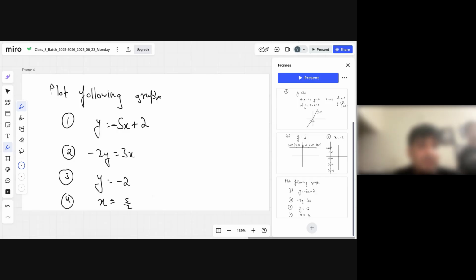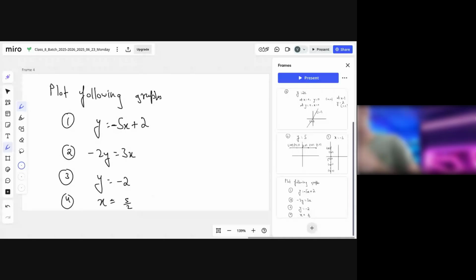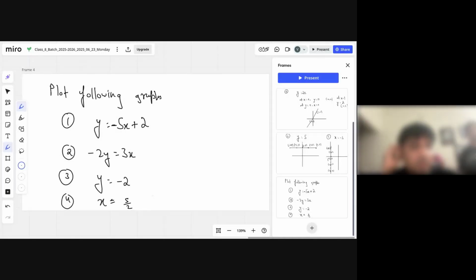Anish, checking your work. First one is good. Second one is good. Third good. Fourth good. All correct, Anish. Okay, sir. Arihant, checking your work. Arihant, first one is correct. Second one is also correct. Third one also correct. Fourth one also correct.